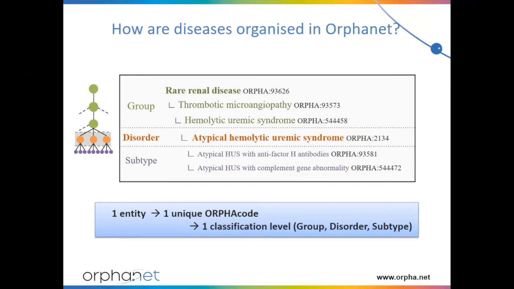This disorder has two etiological subtypes, because even though both have a similar clinical presentation, the Orphanet experts have advised that this level of precision in the diagnosis is necessary for appropriate patient management according to the identified etiology. So it is important to keep in mind that each entity has one unique ORPHAcode and is attributed one classification level.